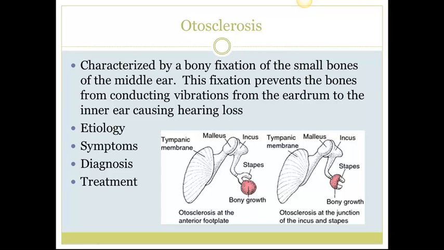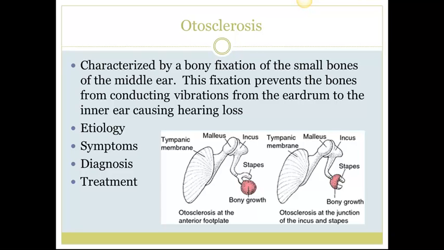Otosclerosis is characterized by a bony fixation of the small bones of the middle ear. This fixation prevents the bones from conducting vibrations from the eardrum to the inner ear, causing hearing loss. Etiology is unknown. Symptoms are slow hearing loss that tends to get worse over time.